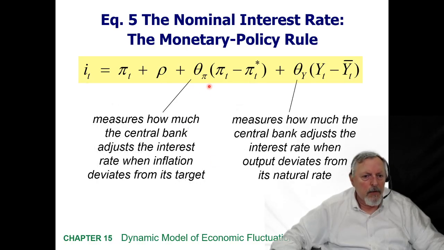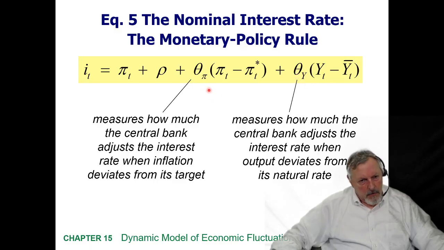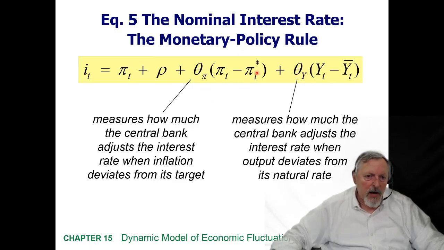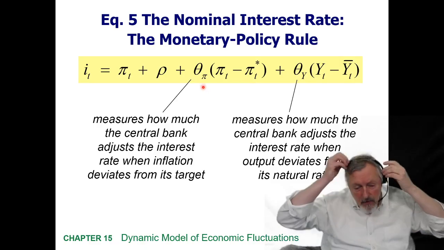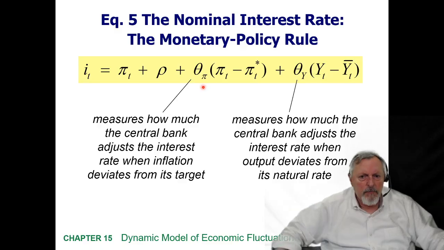Here, theta sub pi and theta sub y. This is how far inflation is from where the Fed wants it to be. This, theta sub pi, is essentially how much the Fed, or the central bank generically, cares about that difference.